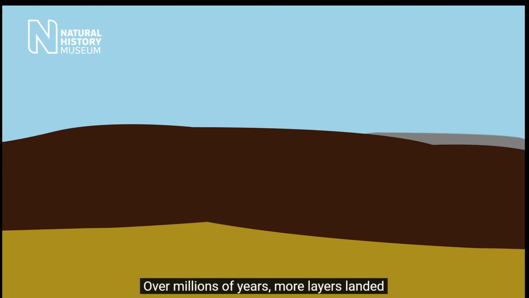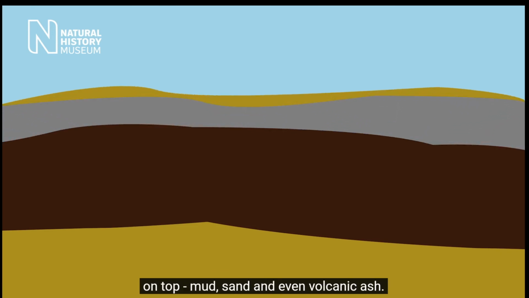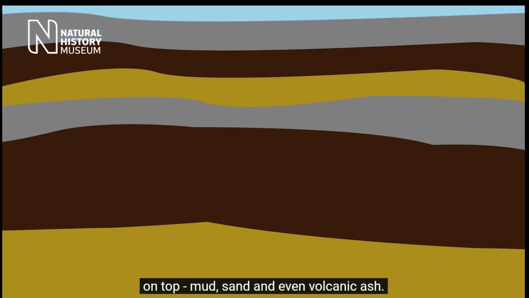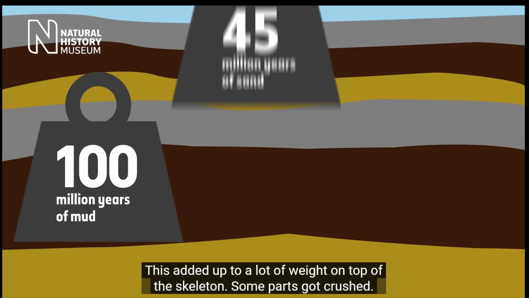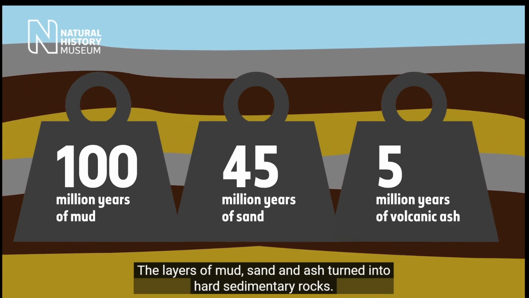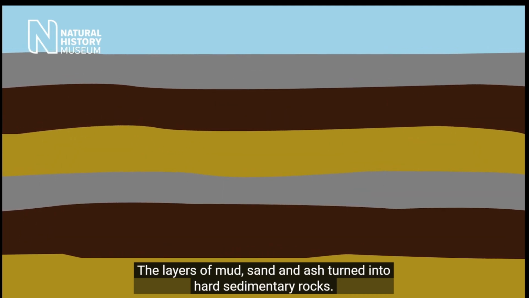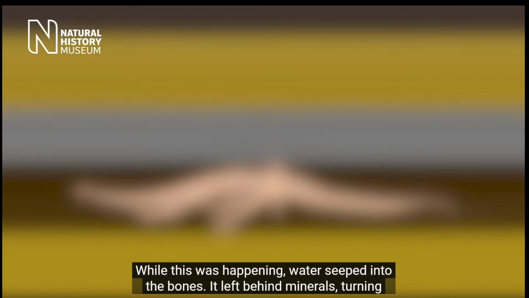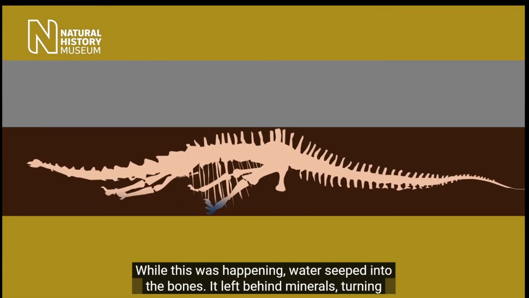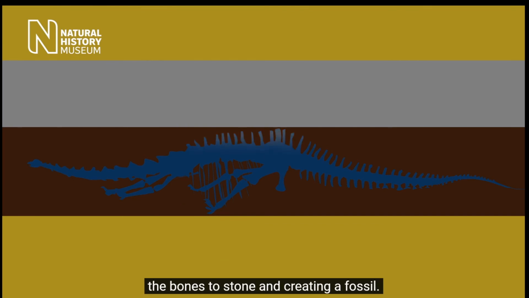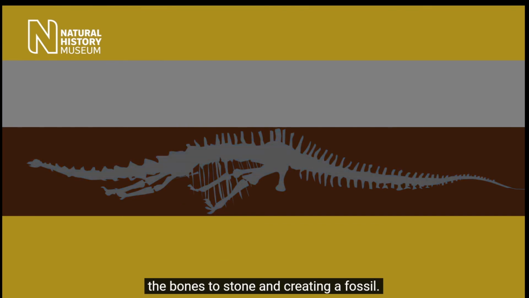Over millions of years, more layers landed on top: mud, sand, and even volcanic ash. This added up to a lot of weight on top of the skeleton. Some parts got crushed. The layers of mud, sand, and ash turned into hard, sedimentary rocks. While this was happening, water seeped into the bones. It left behind minerals, turning the bones to stone and creating a fossil.